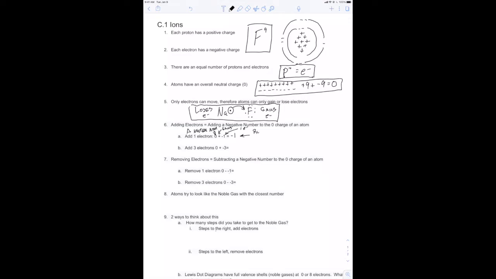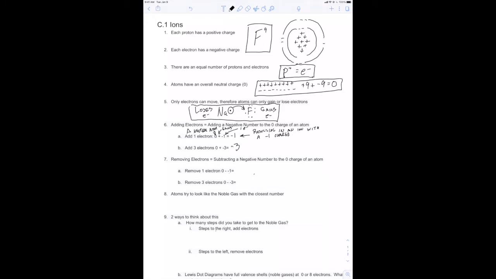That means resulting in an ion with a -1 charge, or a -1 anion. So that's what we are saying when we do the math here. 0 plus -1 equals -1. If we were to add 3 electrons, it would be the exact same thing. A neutral atom gains 3 electrons, resulting in an atom with a -3 charge. Okay? So that's what happens when we are adding electrons.